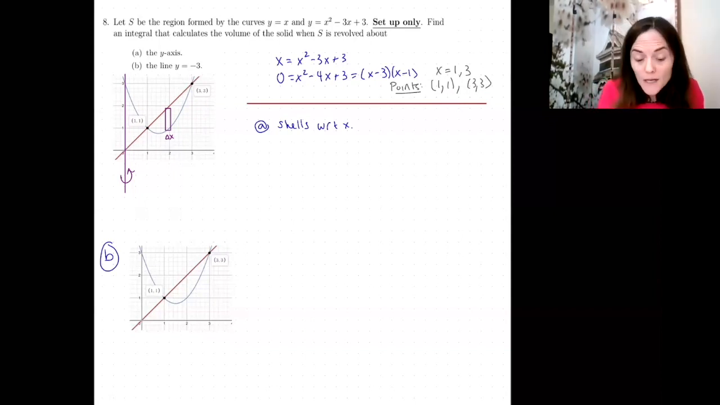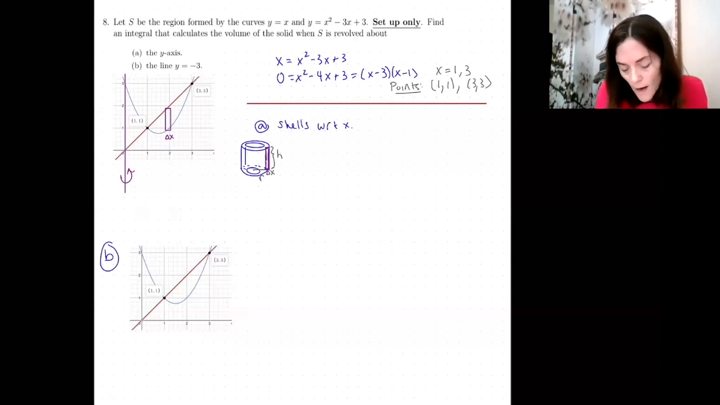So let's draw a picture of a shell here. With the shell, we have this, which is the radius. We have the height of the shell, and then we have thickness delta x. And this purple rectangle is right here, okay, from the picture.